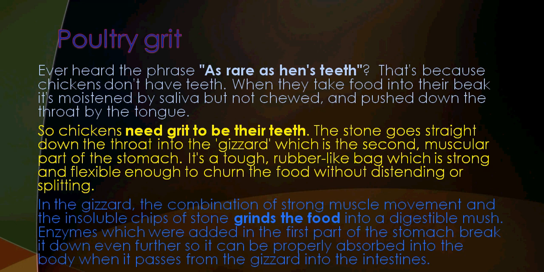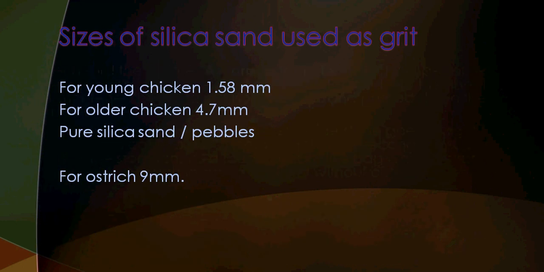In the gizzard, the combination of strong muscle movement and the insoluble chips of stones grinds the food into a digestible mush. Enzymes which were added in the first part of the stomach break it down even further so it can be properly absorbed into the body when it passes from the gizzard into its intestine. Sizes of silica sand used as grit: for young chickens, it's about 1.58 mm. For older chickens, 4.7 mm. So it is classified as gravel, but it can be screened from the silica sandstone. For ostrich, we need a bigger size, as big as 9 mm.